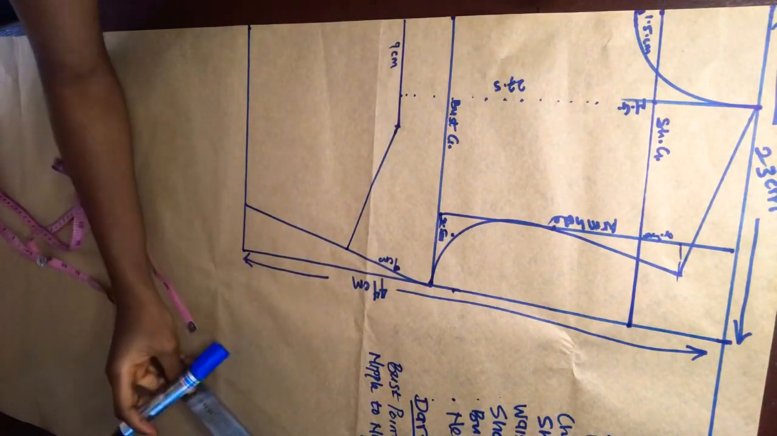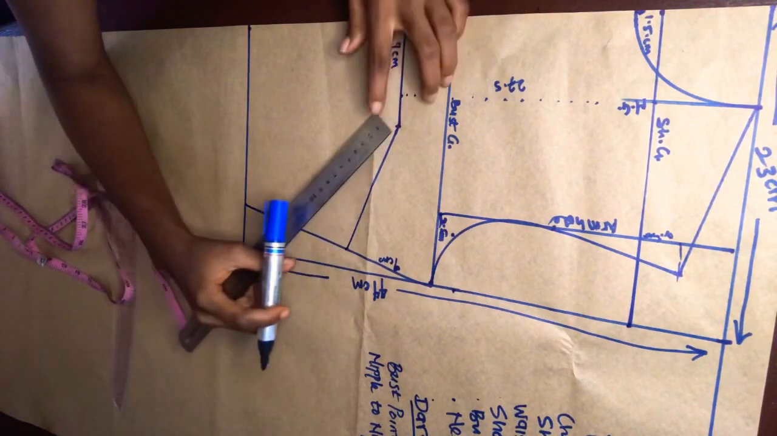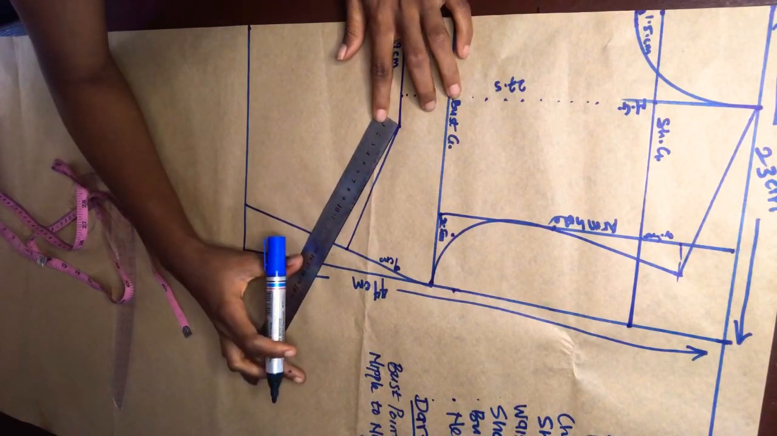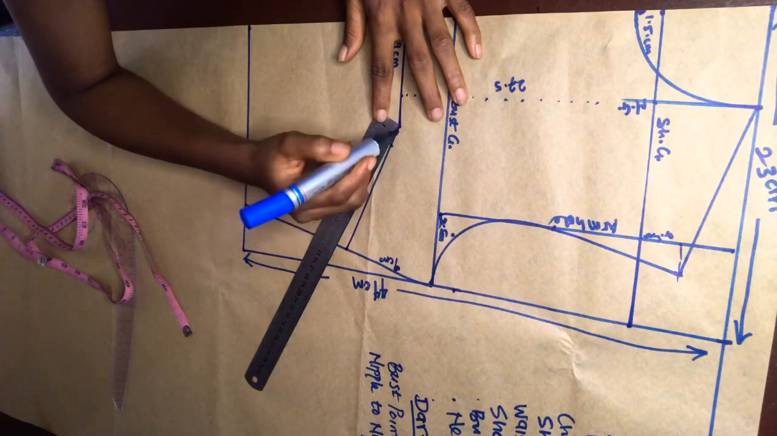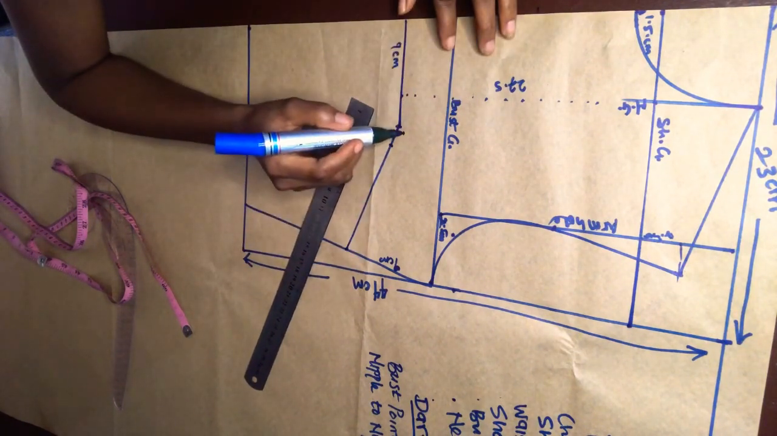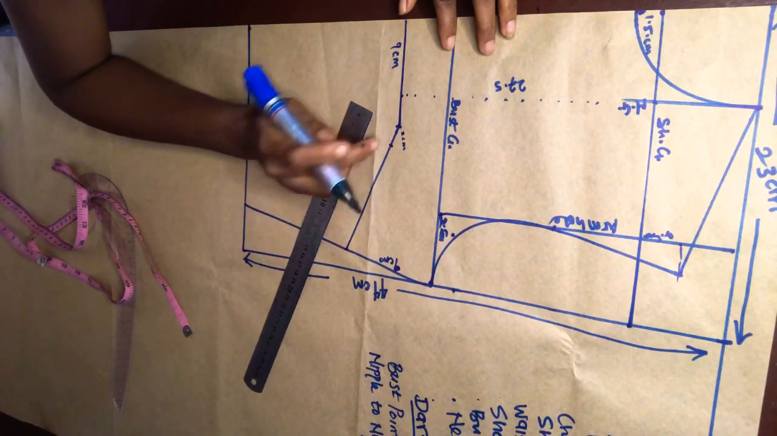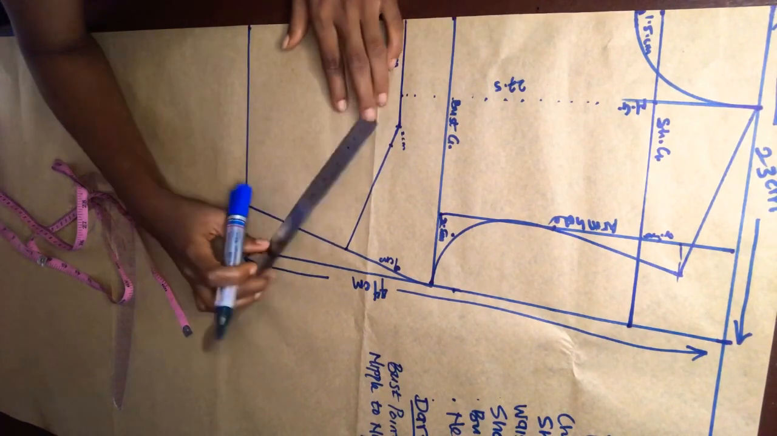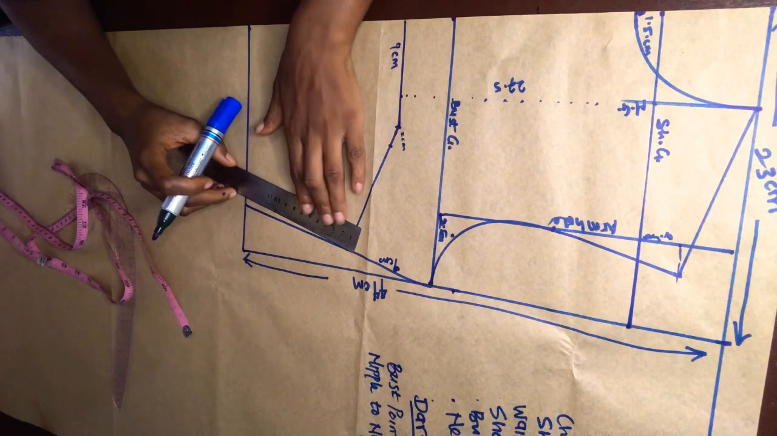So now when drawing your dart out, you make sure your dart doesn't get to the bust point. So we come down from the bust point about 2 centimeters. Then depending on what you want to use for your underarm dart, right here I'm using 2 centimeters.